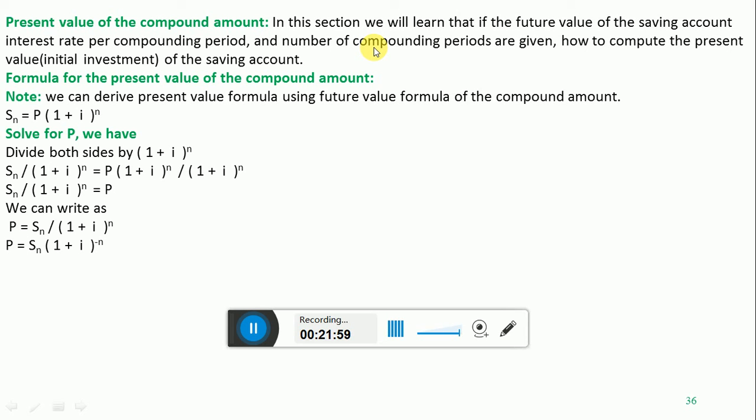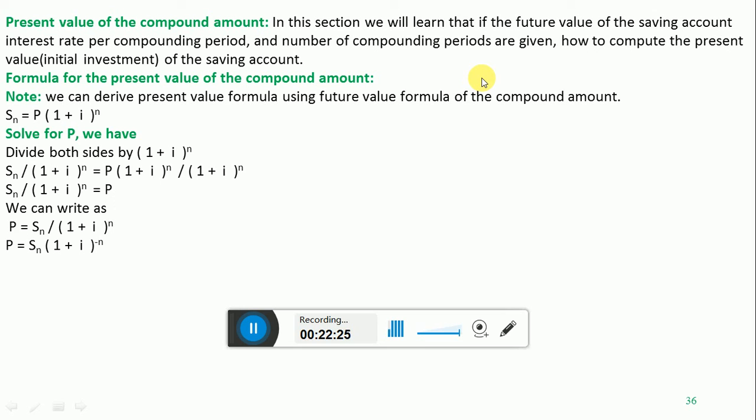So we are going to develop the present value formula for the compound amount. Formula for the present value of the compound amount. Note, we can derive the present value formula using the future value formula of the compound amount. I am again repeating that we cannot compute the present value of the account without the future value of the account.